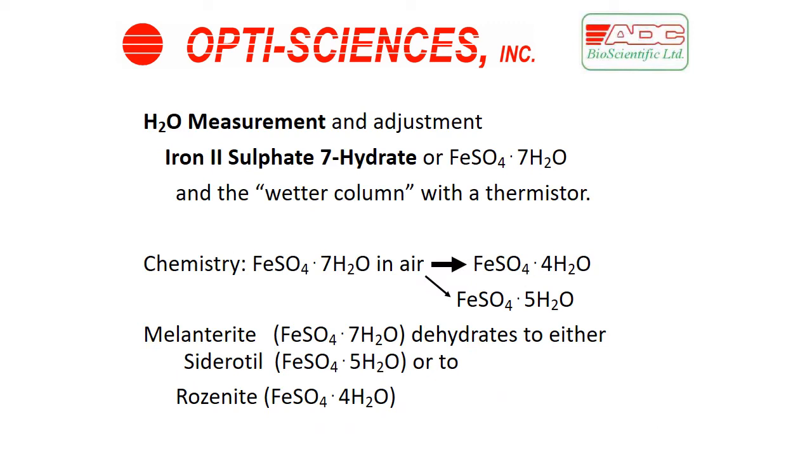The chemistry of the wetter column. Iron(II) sulfate heptahydrate becomes another chemical as it gives off water. So it starts off as melanterite, and it dehydrates into either siderotil or rozenite, giving off only water. The column is blue when it has fresh chemicals in it, and it changes color to purple when it's spent.